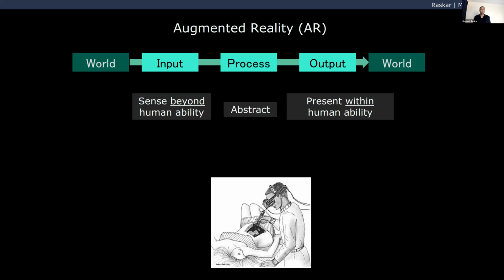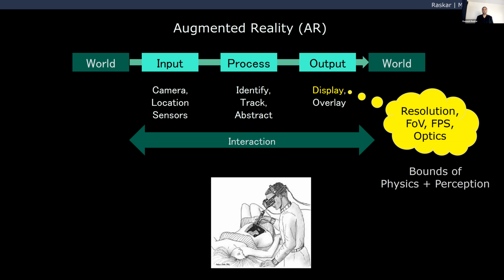So when you think of augmented reality, you think about the world as input, and we're going to sense beyond human ability, and then abstract and present within human comprehensibility back to the world. That's our mental model of how augmented reality works. For input, we're going to use cameras, location and sensors. For processing, we're going to identify, track and make it more abstract. And finally, for output, we have displays and overlays, and all of this is through interaction.